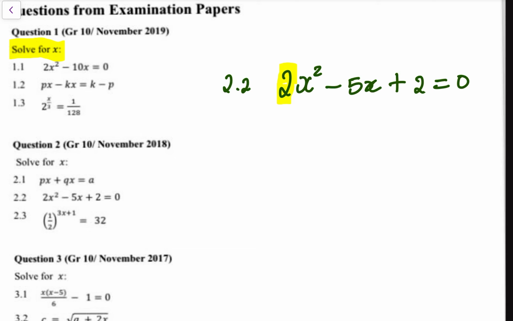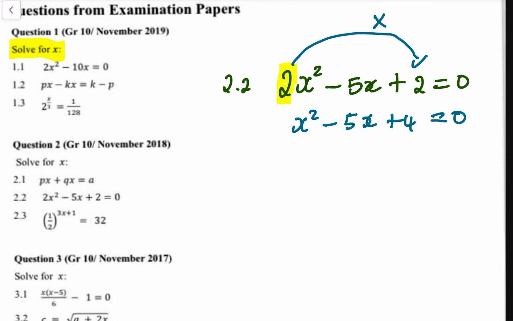So I usually use the borrowing method to make things easier. We are going to borrow that 2, and if we borrow that 2, it will multiply the last term here. So we are going to have x squared minus 5x plus 4 is equal to 0. Now it is very easy to factorize, but please do not forget that we borrowed 2.